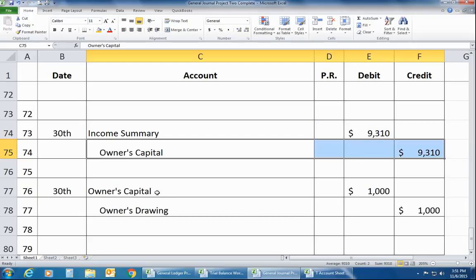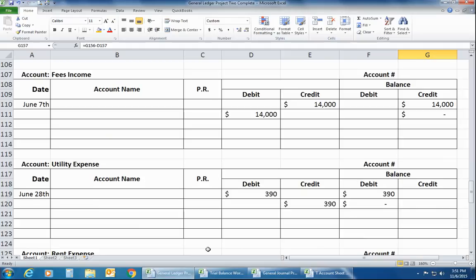Finally, we've got to zero out the drawing account. In this case, we're going to debit the owner's capital account, decreasing the balance by $1,000, and credit the owner's drawing account, and that is going to zero out that particular balance. Now remember from prior videos, the journal entries are how we get our information into the ledger itself, and the ledger is the document where this is important.